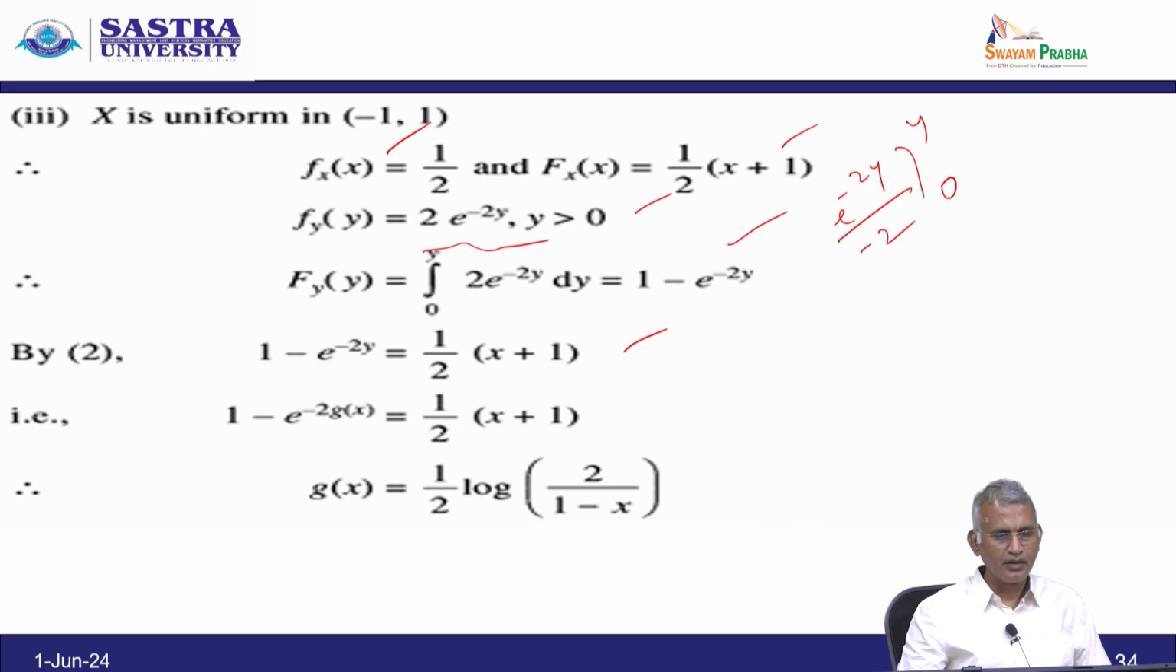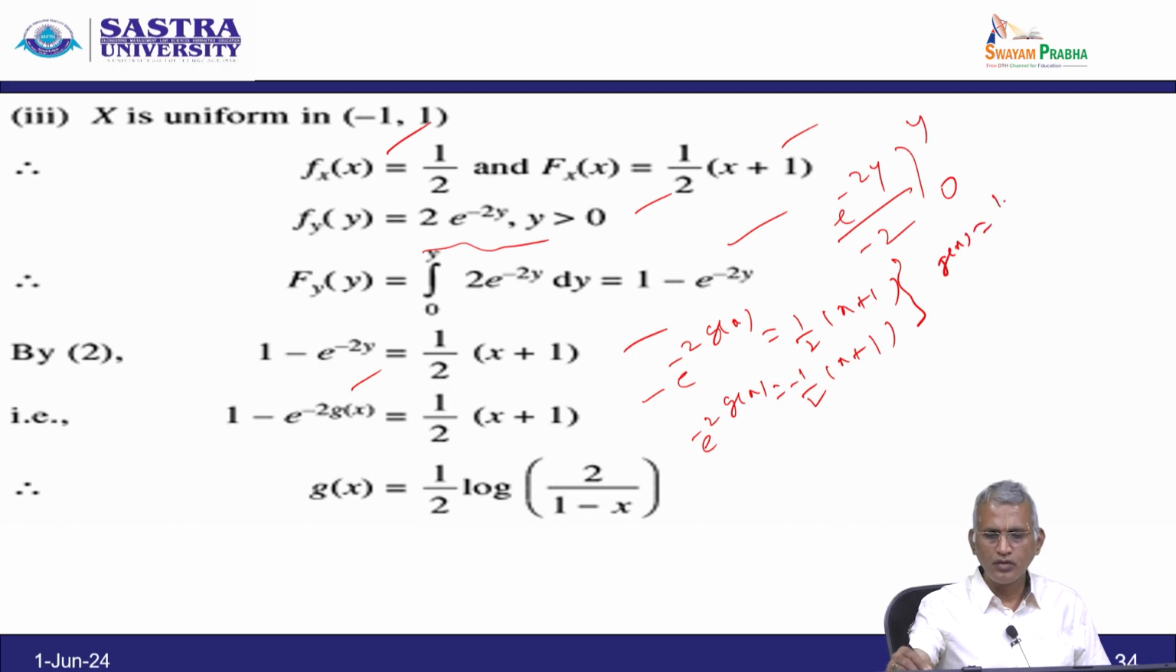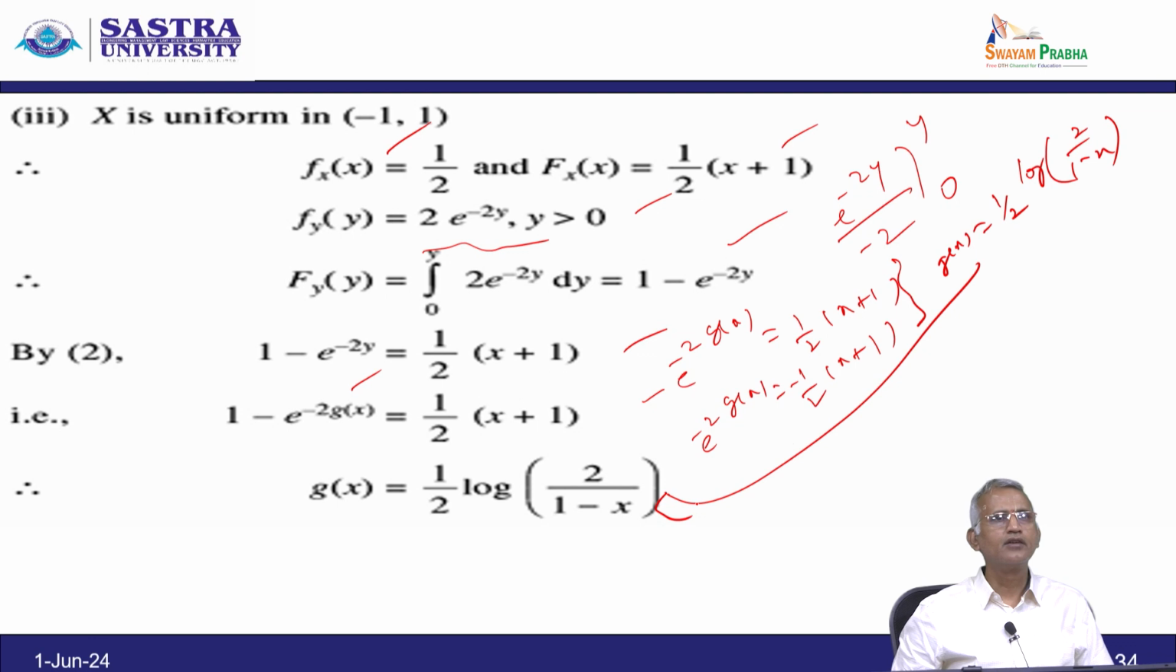Therefore, 1 - e^(-2y) = 1/2 (x + 1). We need Y = g(X), already we took it, substitute it, and then from this, 1 - e^(-2g(x)) = 1/2 (x + 1), and e^(-2g(x)) = 1/2 (1 - x), and then taking log on both sides we have g(x) = 1/2 log(2/(1 - x)). So, this is the corresponding solution when X is uniform.